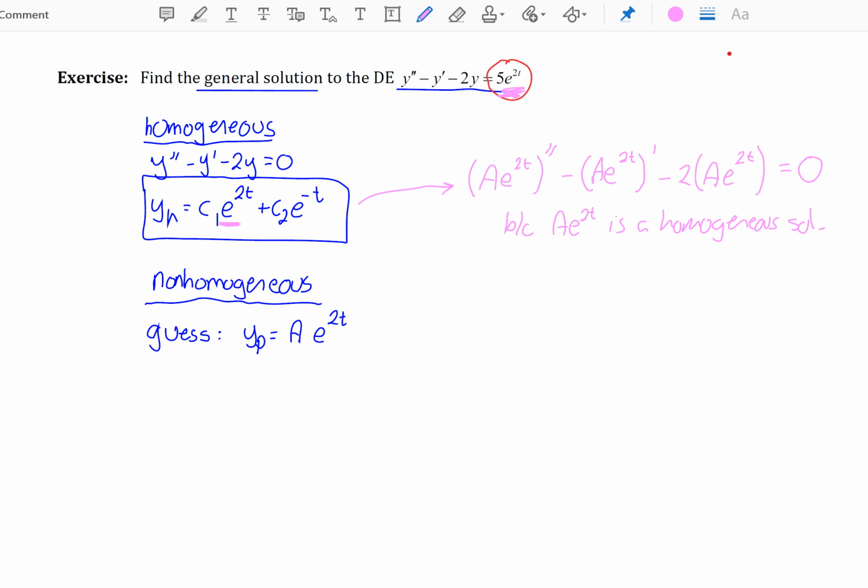So hence, again, it will never equal 5e to the 2t. Whenever we have a repetition of a homogeneous solution, you always must multiply by that factor of t. So we're going to guess at t e to the 2t.